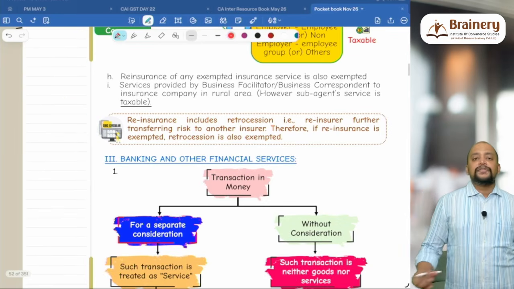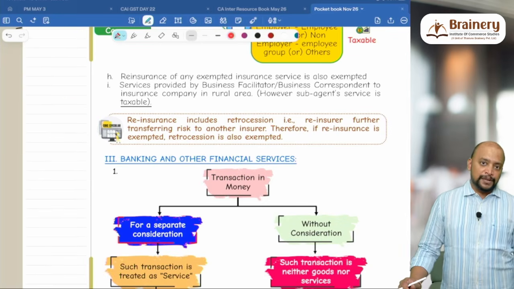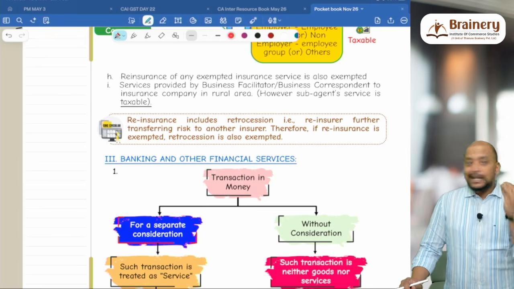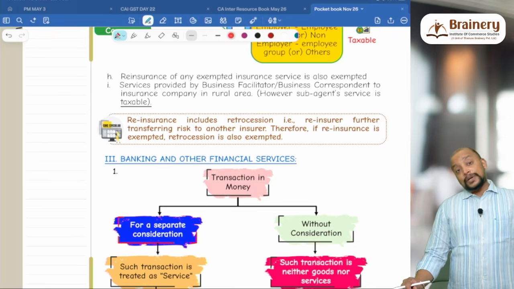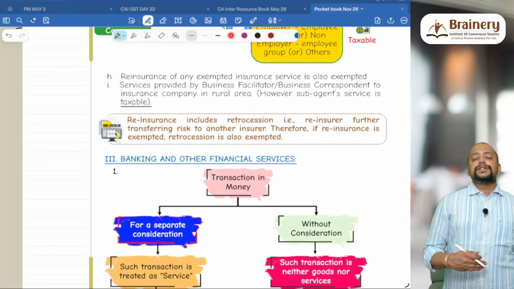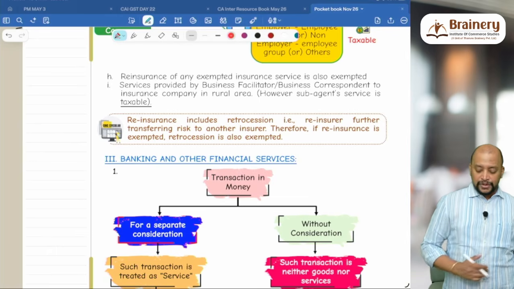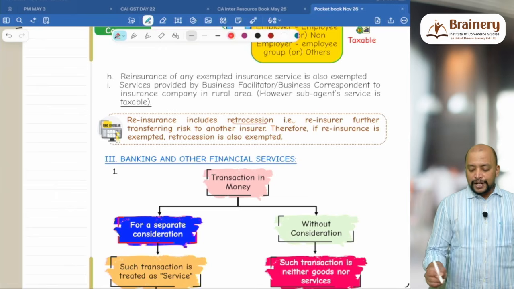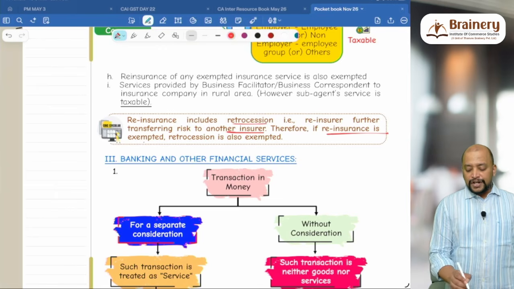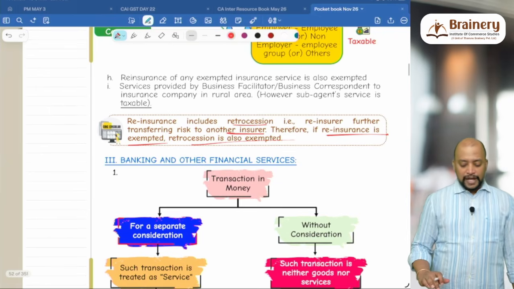Then reinsurance of any exempted insurance service is also exempted. For example, there is an insurance company here which is providing insurance services to government, that is exempted. Its reinsurance is also exempted. And reinsurance includes retrocession. Retrocession means further reinsurance with another insurance company. So reinsurance includes retrocession, that is the reinsurer further transferring this to another reinsurer. So if reinsurance is exempted, retrocession is also exempted.